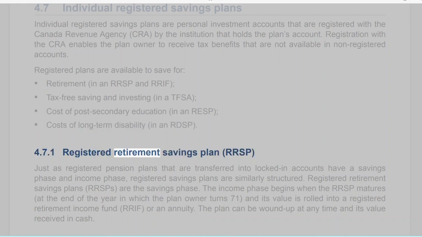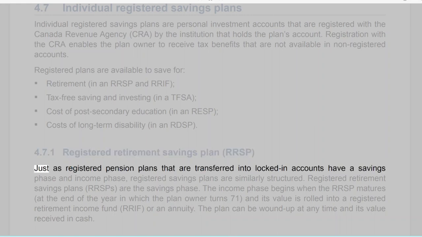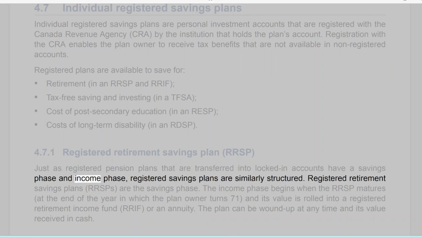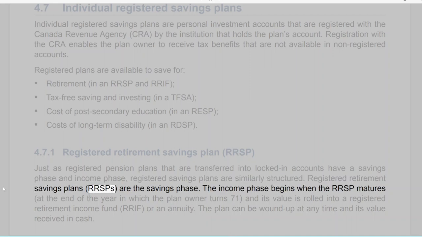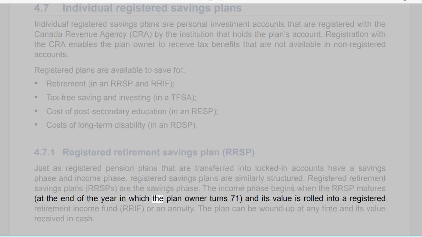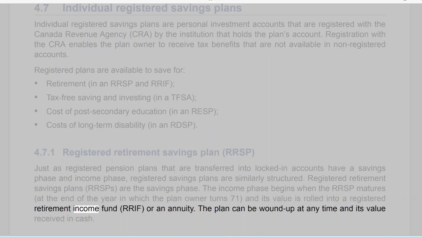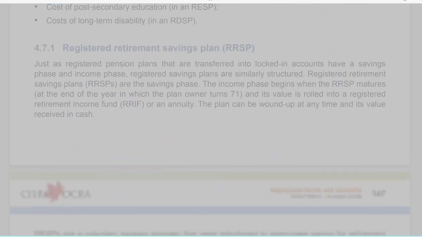4.7.1 Registered Retirement Savings Plan, RRSP. Just as registered pension plans that are transferred into locked-in accounts have a savings phase and income phase, registered savings plans are similarly structured. Registered Retirement Savings Plans, RRSPs, are the savings phase. The income phase begins when the RRSP matures, at the end of the year in which the plan owner turns 71, and its value is rolled into a Registered Retirement Income Fund, RRIF, or an annuity. The plan can be wound up at any time and its value received in cash.